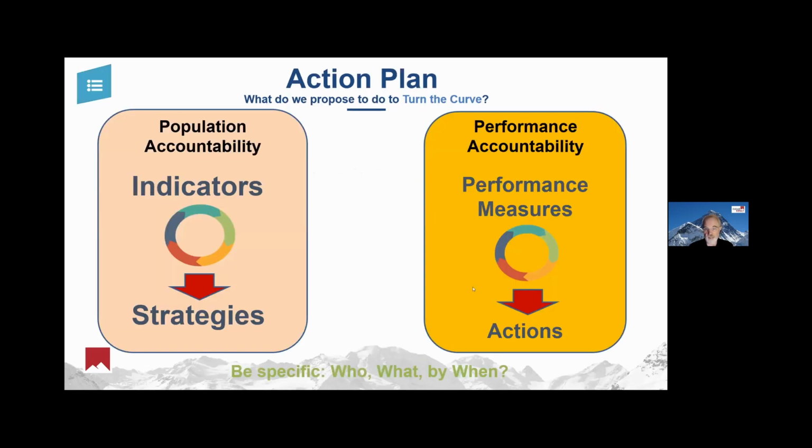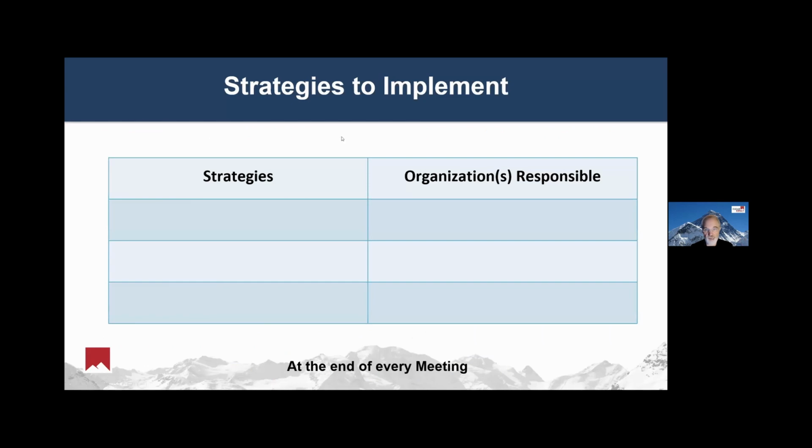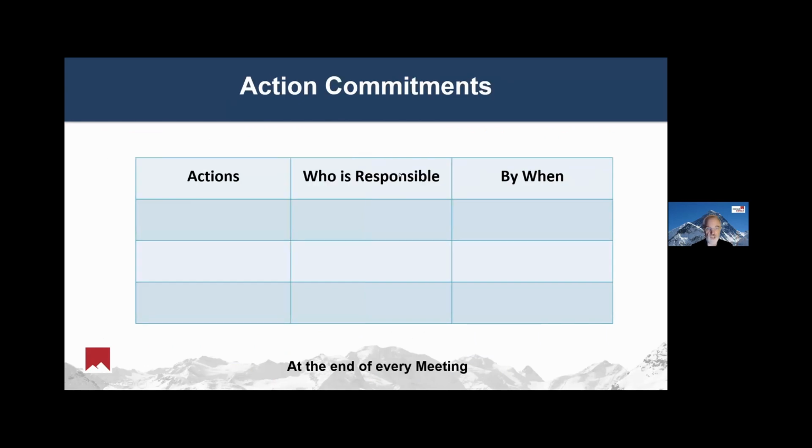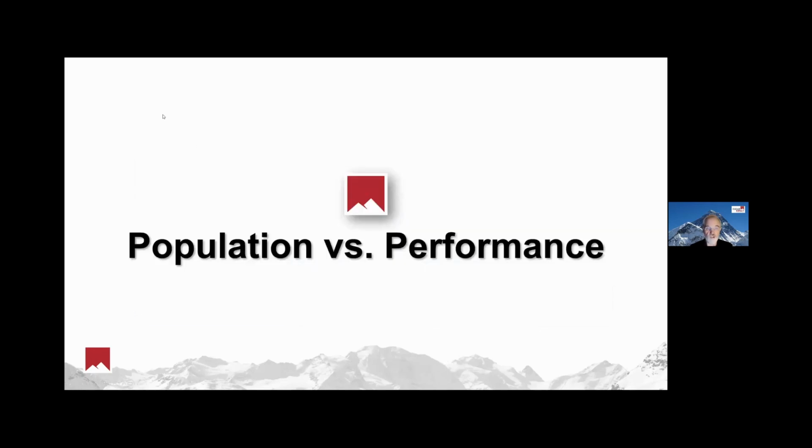And then we end with an action plan. When you do it with indicators, to develop strategies. When you do it with performance measures, to develop the action steps. And we always want to be specific: who, what, by when. So strategies, organizations, action commitments, action, who's going to be responsible by when to get it done. So that's turn the curve thinking.